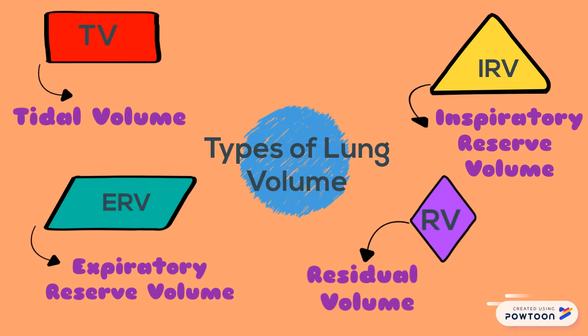There are four types of lung volume. The first one is tidal volume. The second one is inspiratory reserve volume. The third one is expiratory reserve volume. And the last one is residual volume.